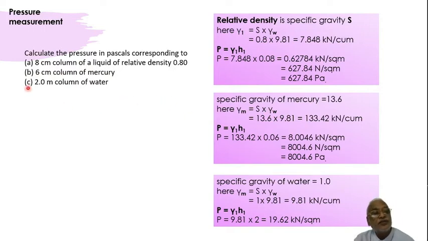Now the third case, 2 meters column of water. So again the same steps, gamma is equal to S into gamma W. S is 1 because it is water, so gamma becomes gamma W itself, into 2 meters, 19.62 kilonewton per square meter would be the pressure. Okay, here we'll stop. Thank you.